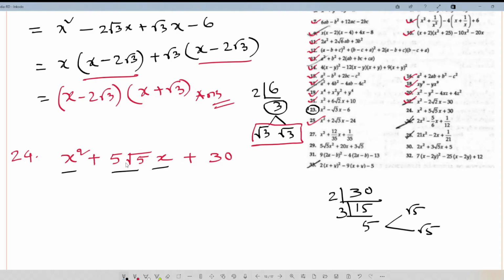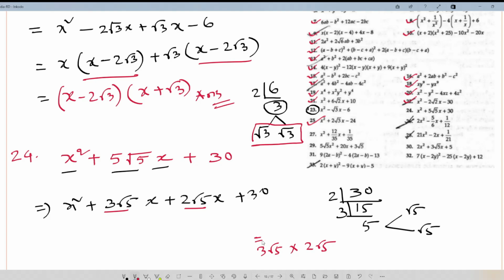Now look, here is 5 root 5. So we can write 3 root 5 x plus 2 root 5 x plus 30. Here is 3 root 5 and 2 root 5, it will become 5 root 5, and 3 root 5 times 2 root 5, it will become, look, root 5 and root 5 only 5, 3 and 2, it will become 6. So what? 5 times 6 means 30.